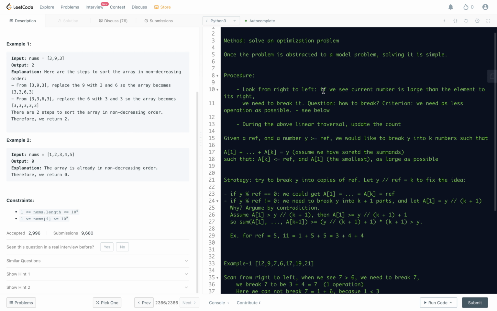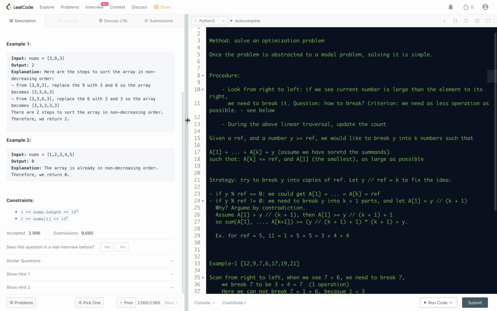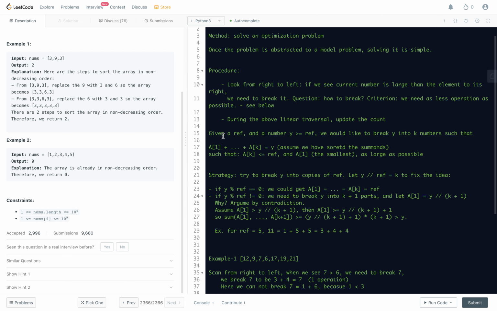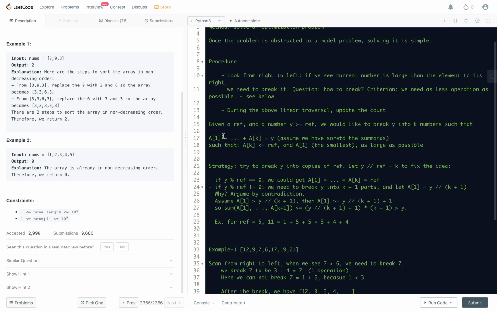If we see the current number is larger than the element to its right, we need to break this current number. The question is how to break. Please see below for the strategy. During the process of the above linear traversal, we're going to update the count of operations needed. Here we want to transform the first part into a model problem. Once we isolate the situation, things should be very clear.